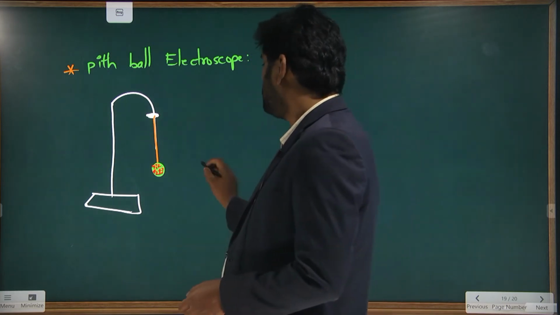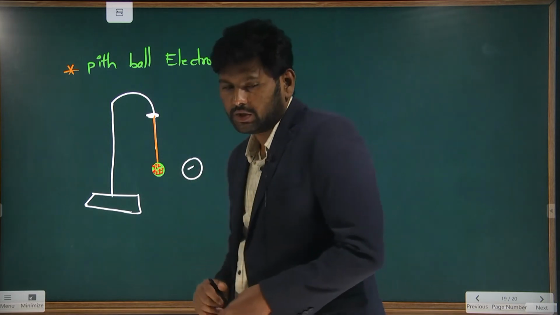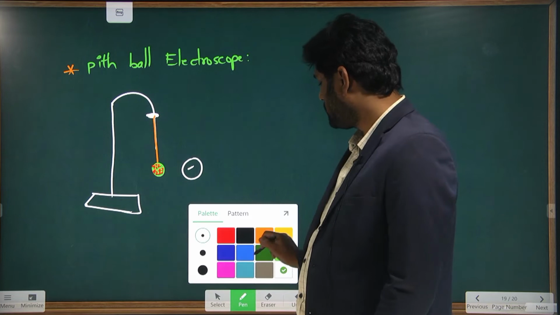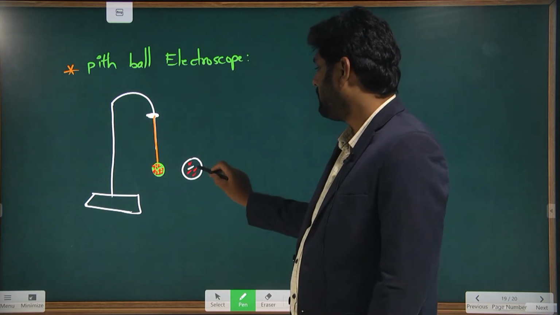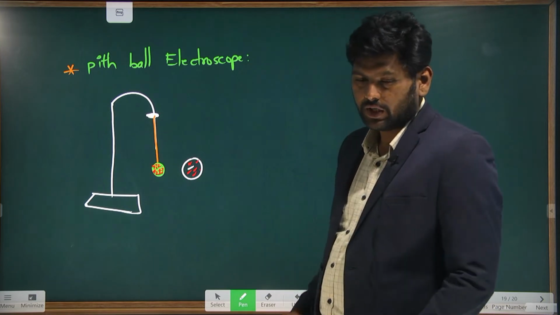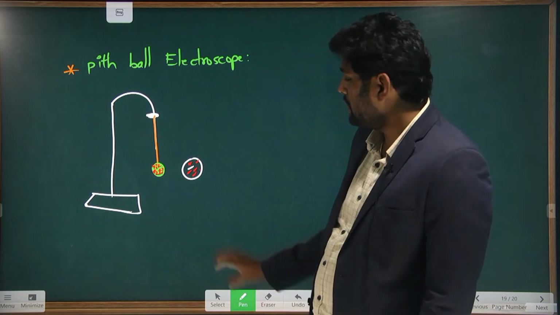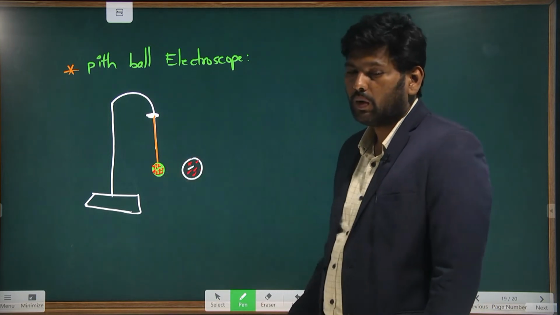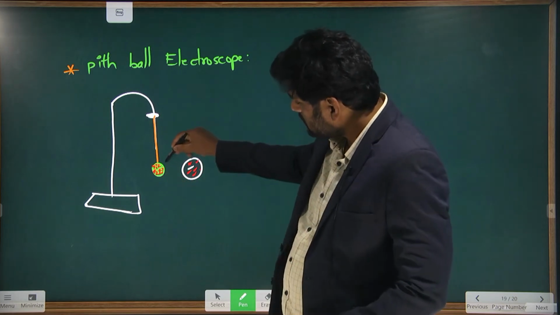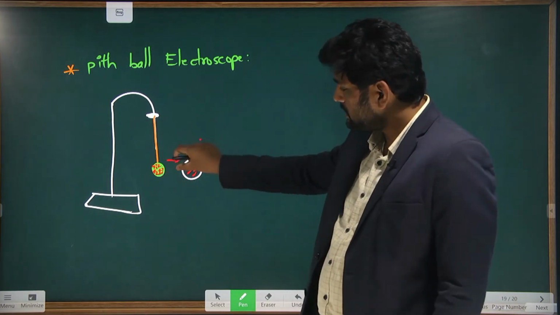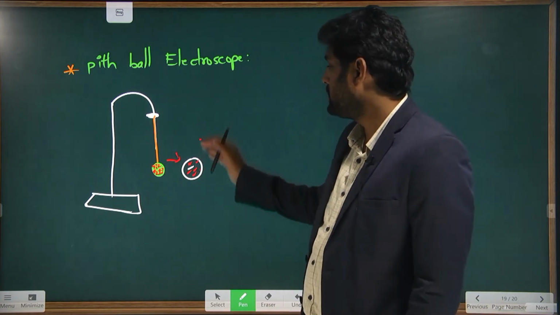Now if you keep a negatively charged body, this body has negative charge. If I place it near the pith ball, what is going to happen? The pith ball moves towards this body.